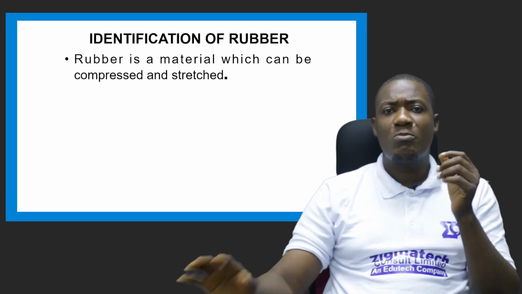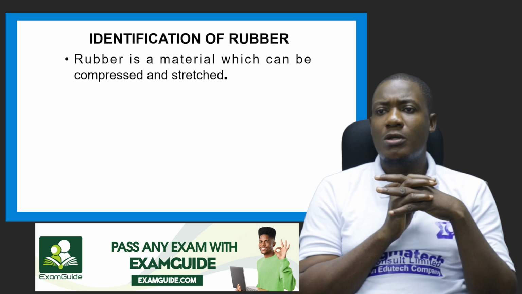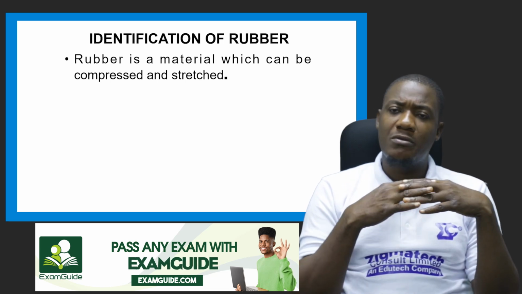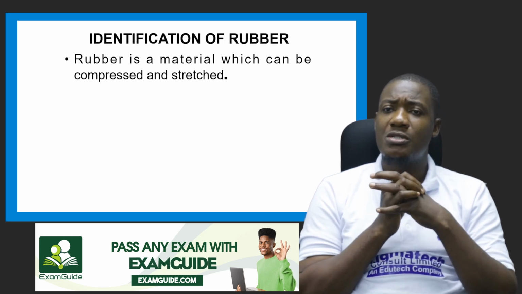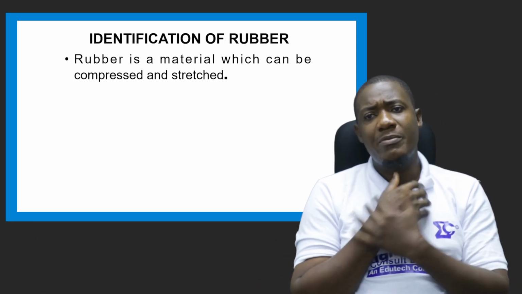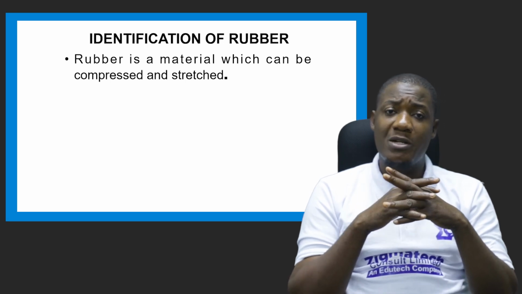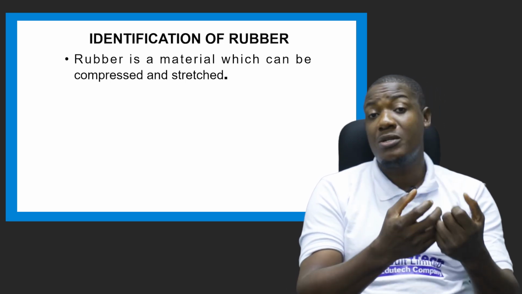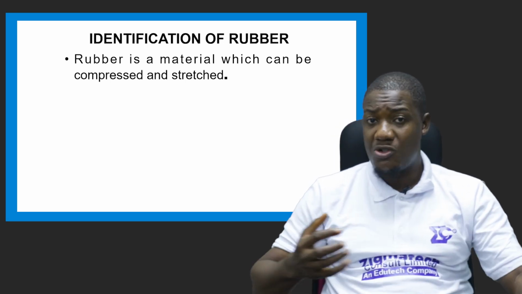Okay, rubber is another material we cannot leave aside. Very, very important in technology. Rubber is a material that can be compressed and stretched. This is one of the things we know about rubber, that you can stretch them. They are elastic. You can stretch rubber.